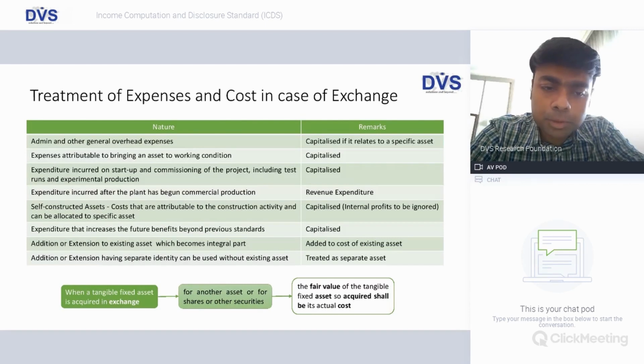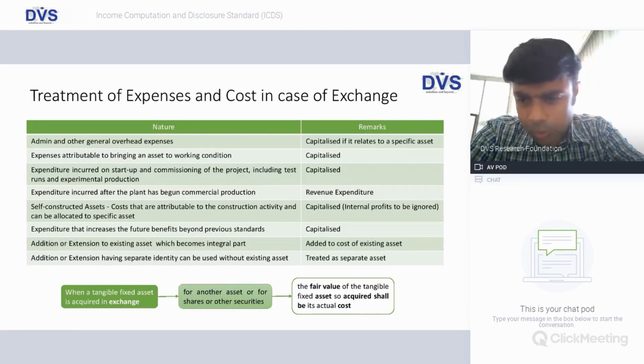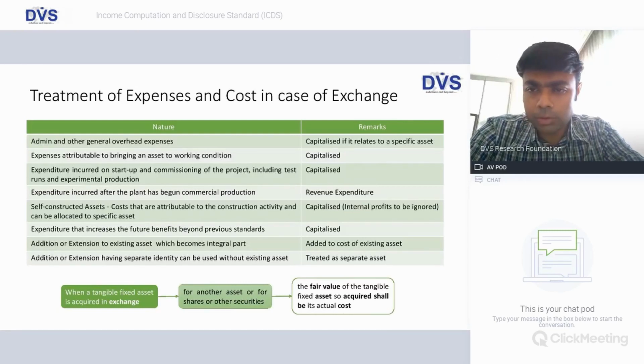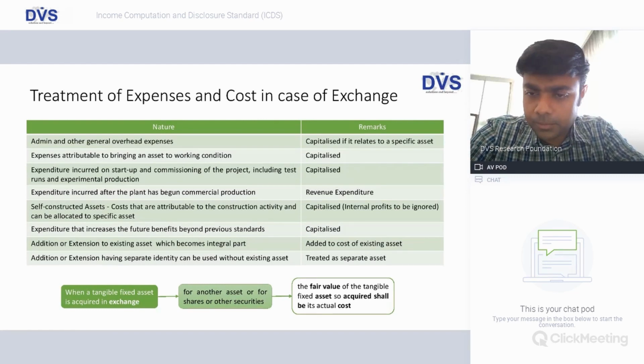Expenditure that increases the future benefits beyond previous standards needs to be capitalized. For example, you go in for a complete overhaul of a capex where you change the engine of a car that extends the life by another 5 years or 7 years. That needs to be capitalized. It should not be treated as revenue.